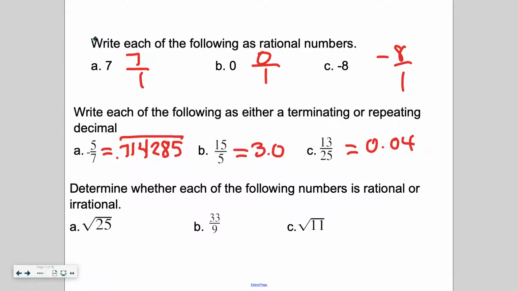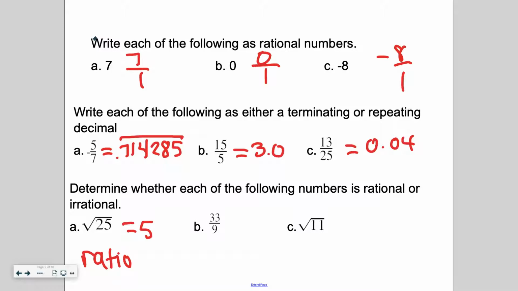Okay. So it says determine whether each of these is rational or irrational. Square root of 25. What is the square root of 25? 5. Is that a rational number or is it irrational? It's rational because it's actually an integer, a whole number, a natural number, and that all fits into the rationals.